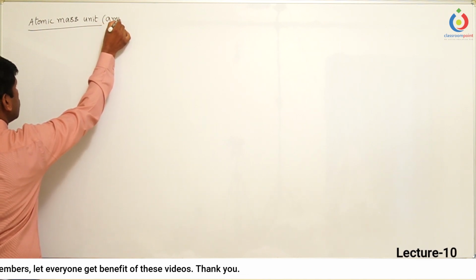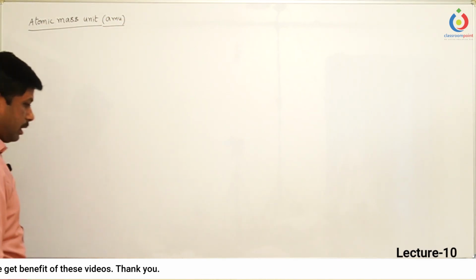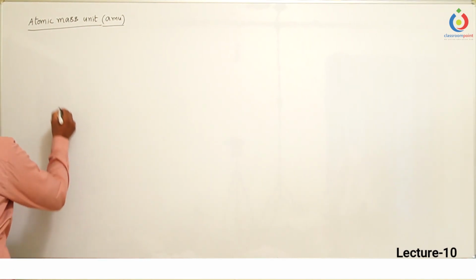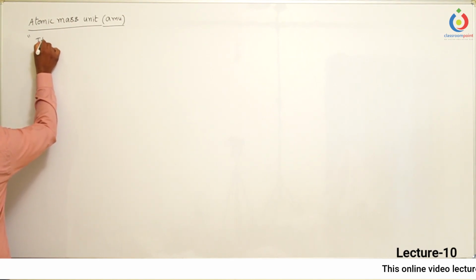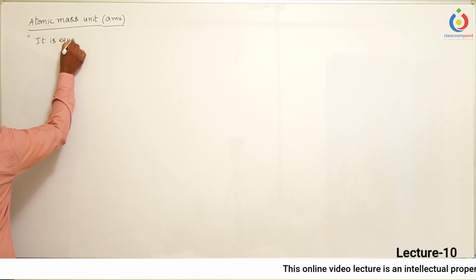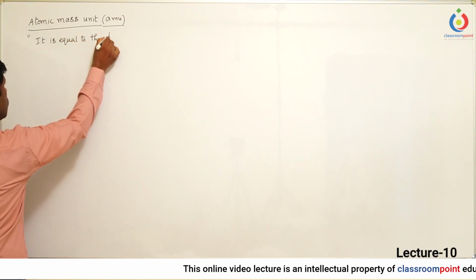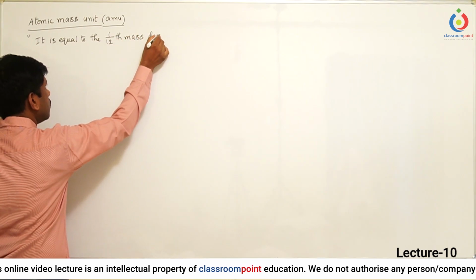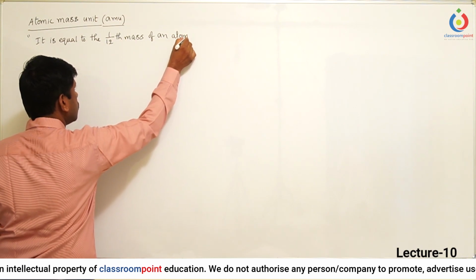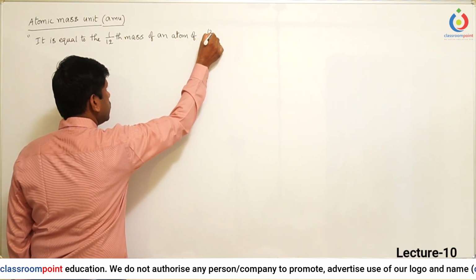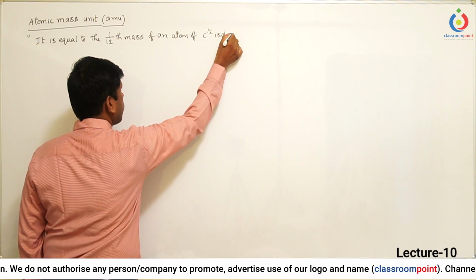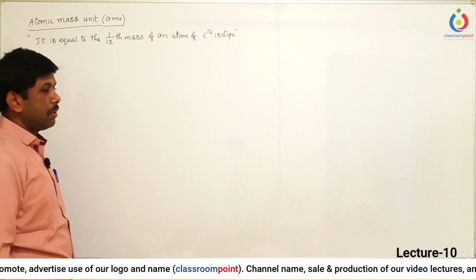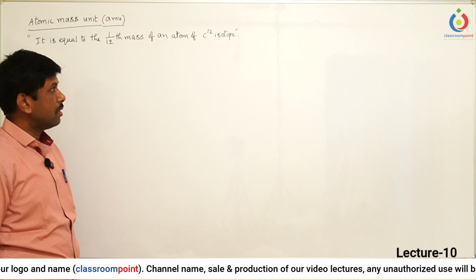Atomic mass unit, short form also known as the AMU. Let us see the definition of this atomic mass unit. It is equal to the 1/12th mass of an atom of C12 isotope. If we clearly understand this definition, we can derive the value of one atomic mass unit.